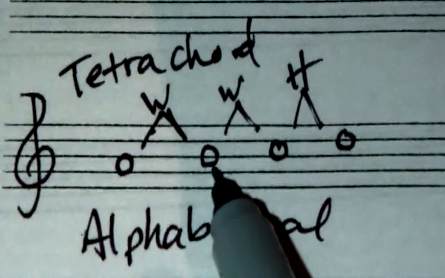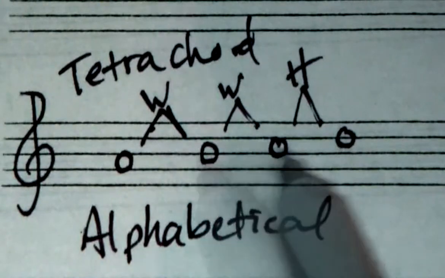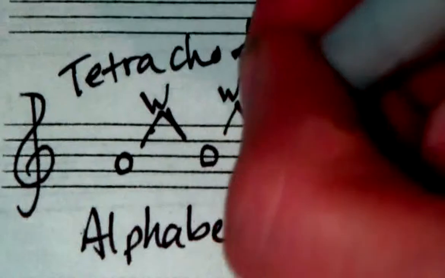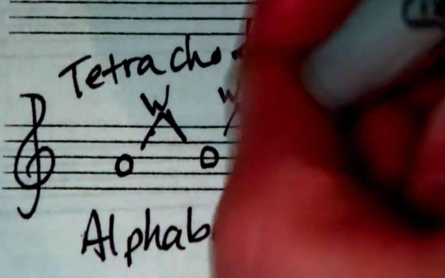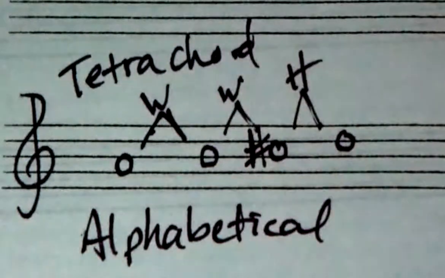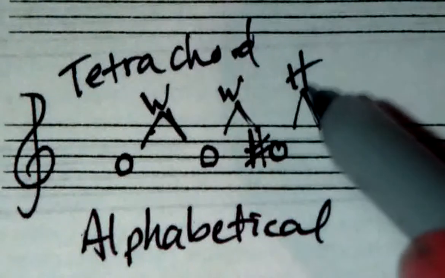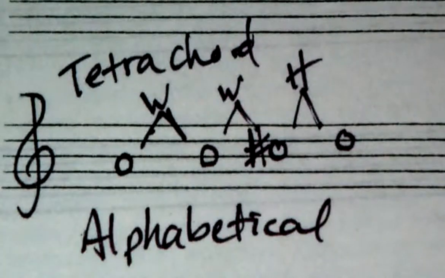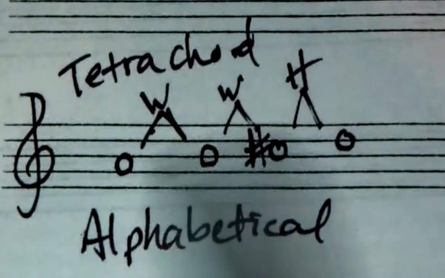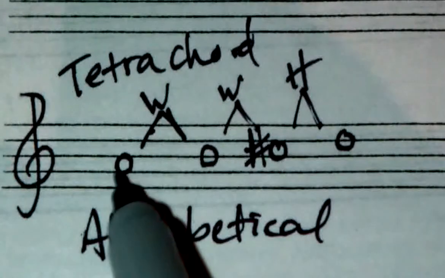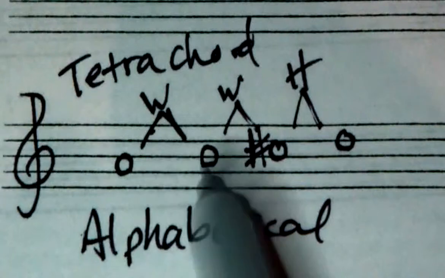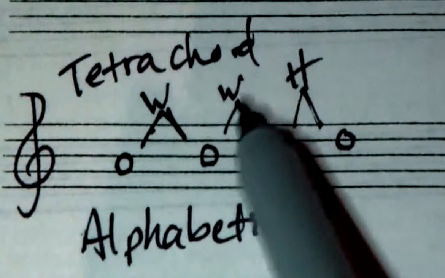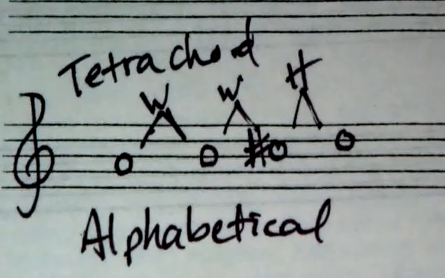So how can I turn this interval from a half step to a whole step? I sharp the C. Last but not least, I need a half step between C sharp and D. That is a half step. So there's our tetrachord. Again, 4 notes A, B, C, D, which are alphabetical, and follow this whole, whole, half situation.